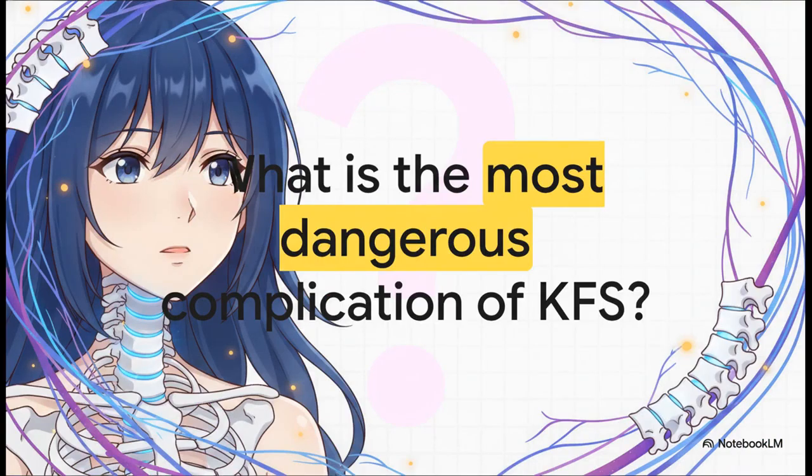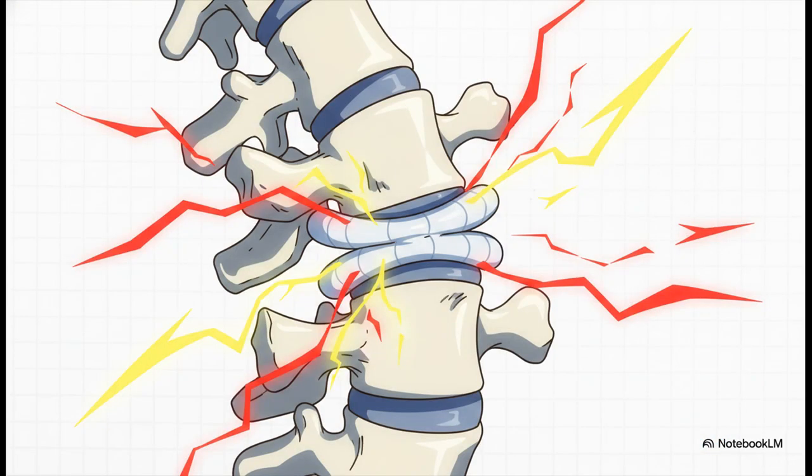Okay, so we've looked at the skeleton and the organs. But now, let's zoom back into the spine. Based on everything we've just covered about fused bones and altered mechanics, what do you think is the single most dangerous complication of Klippel-Feil syndrome? Take a second to think about it. The answer? Cervical cord compression.